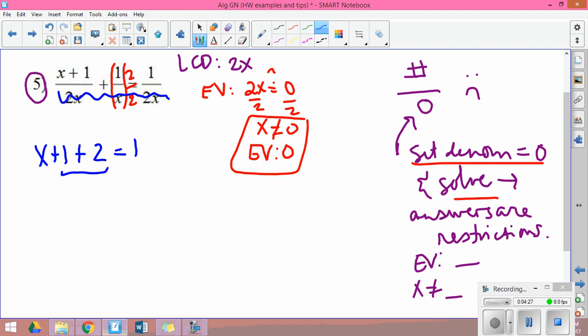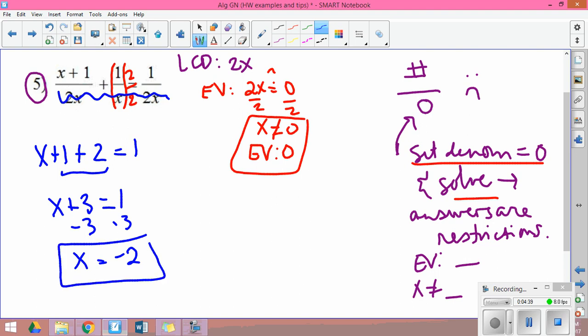Combine like terms on the same side of the equation. X plus 3 equals 1. Subtract 3 from both sides. X is equal to negative 2. This is not in my excluded value list, so that is your answer.